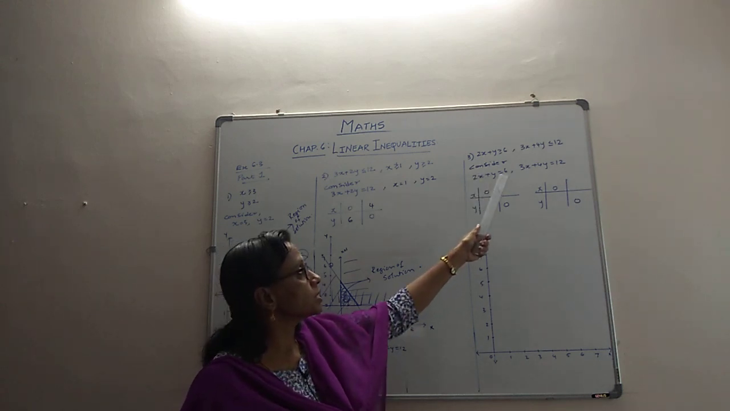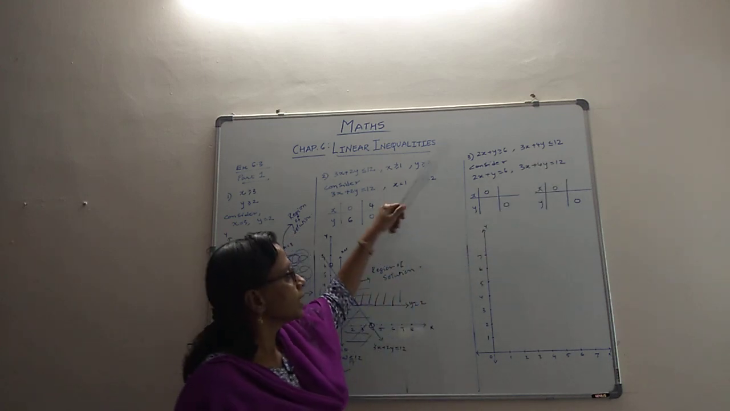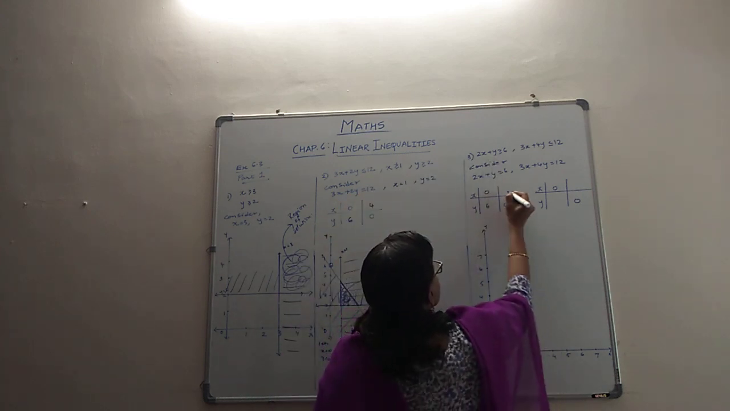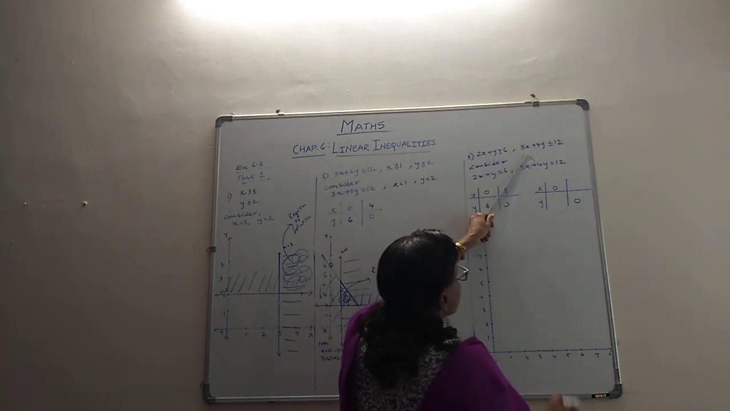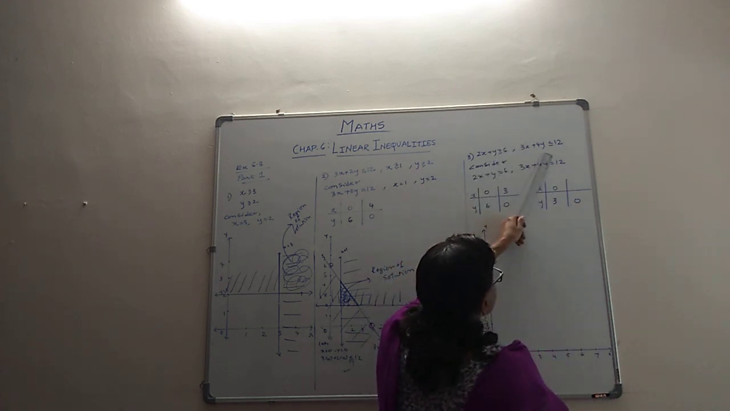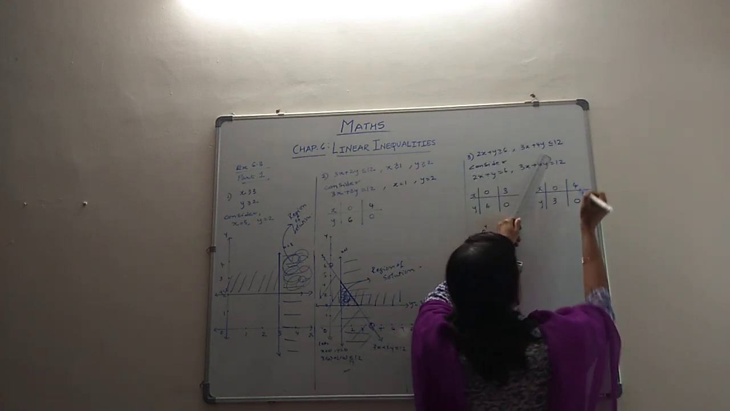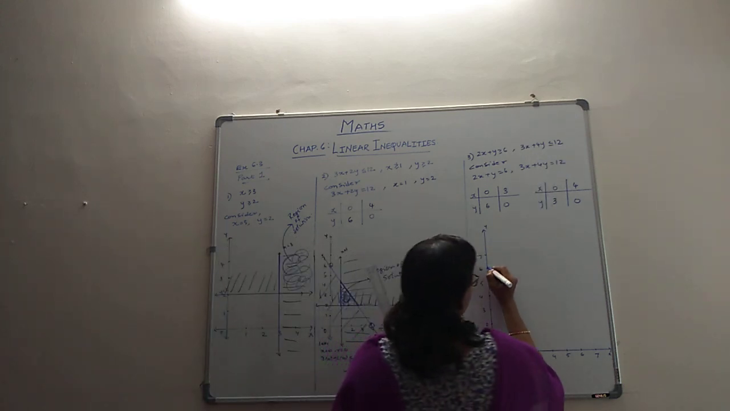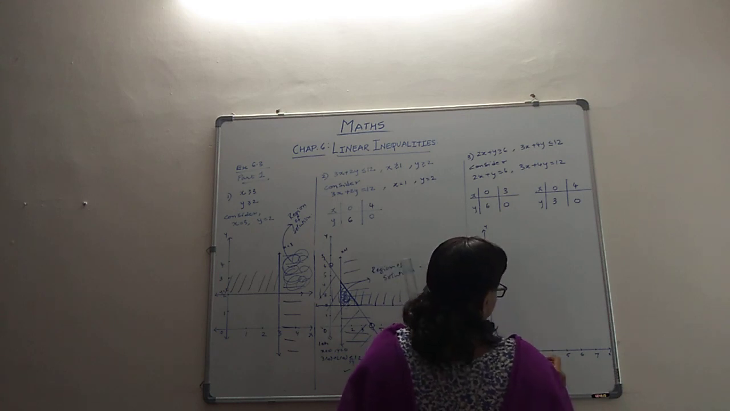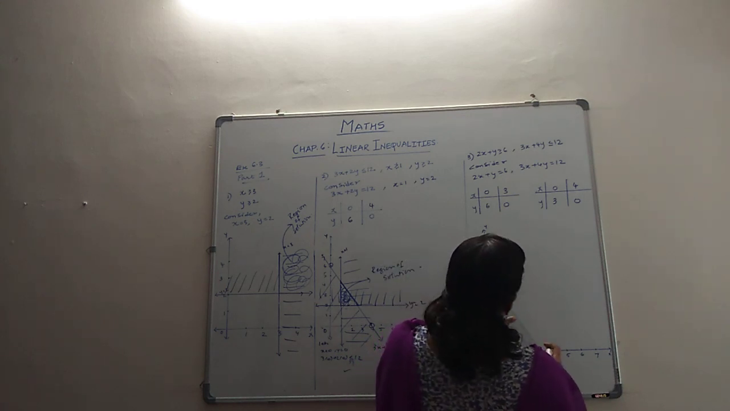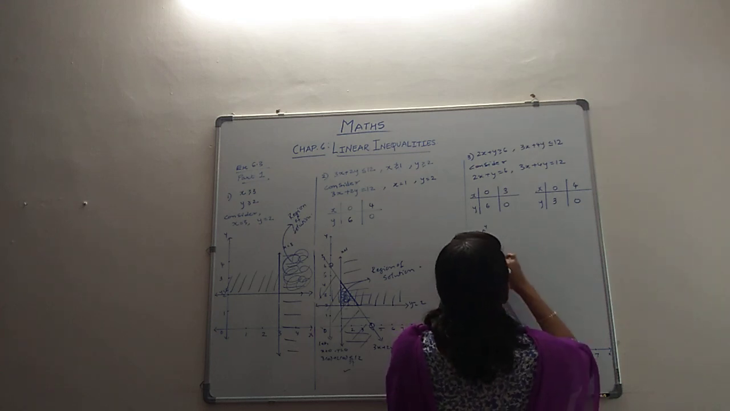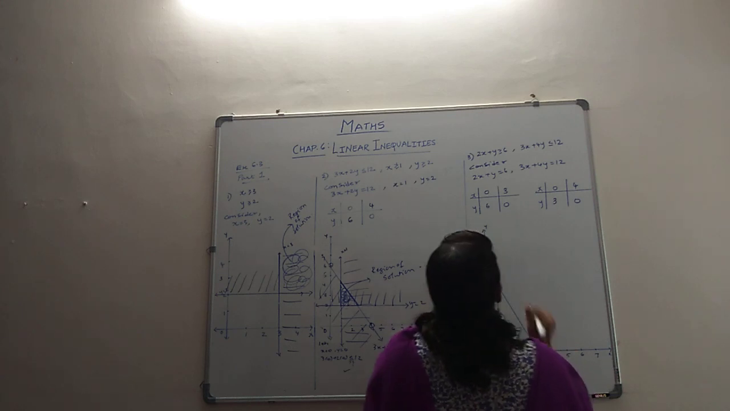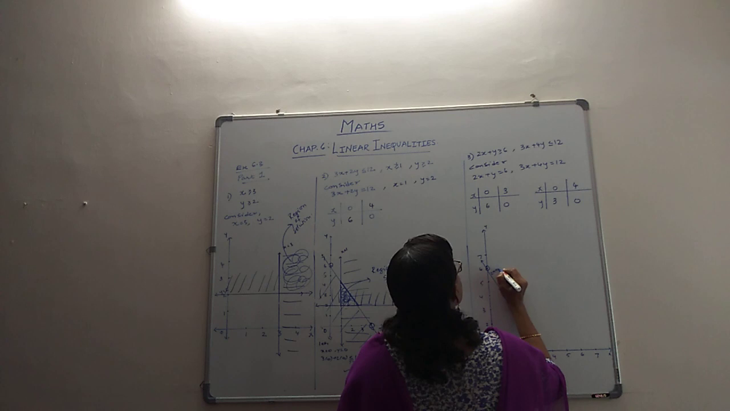So first we took 2x plus y equal to 6 and 3x plus 4y equal to 12. In the first case, x becomes 0, so y becomes 6. Y becomes 0, so x becomes 3. X becomes 0, y becomes 3. Y becomes 0, x becomes 4. 3x equal to 12, so x is 12 by 3, 4. So let's plot this. First is 0, 6. Then it's 3, 0. So you have the first line. And this is the line 2x plus y equal to 6.